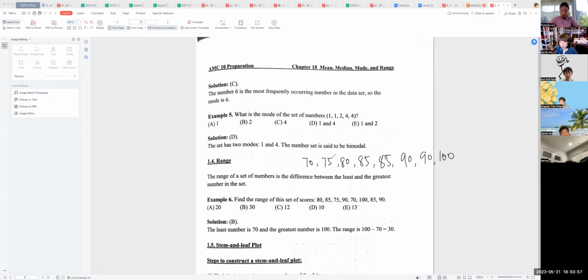Let's take a look at this one. What is the range? 70 and 100, so 30 is the range. Which one is the mode? The mode is 85 and 90, right? And what is the median? The median will be number 4 and number 5 added together and divided by 2, still 85. So the mode is 85 and 90, the range is 30, and the median is 85. And the mean, you just add them together and divide. Understand?